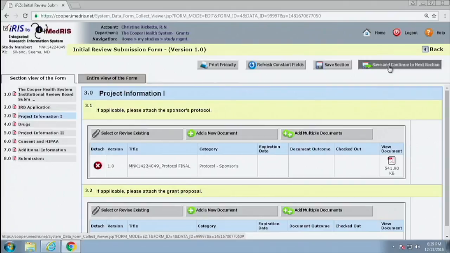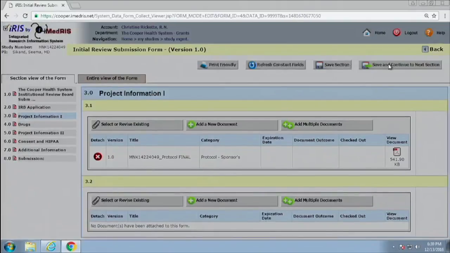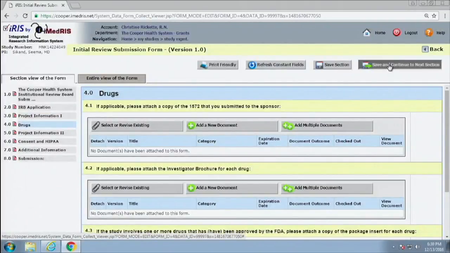So if you have a folder with all your documents in it, it's very clear. Put your protocol here. Grant proposal, say you got a Cooper Foundation grant, you want to include that here. If you have a drug study, you'll have a 1572 and an investigator brochure. Otherwise, if it's over-the-counter medication or FDA-approved medications, you can put package inserts here. So aspirin versus Plavix, you would upload them here.